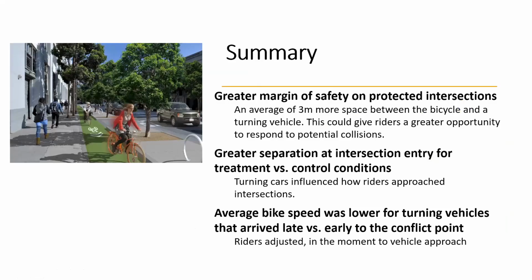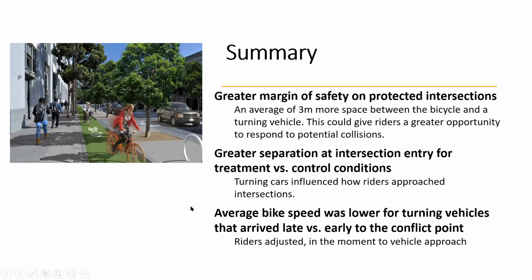So what are the takeaways here? We see that in general there was a greater distance between the rider and cars when making the right-hand turn. Particularly, the people in the protected intersection showed a greater dip in the speed because those are the people who experienced both the straight car and the turning cars. Whereas when we analyzed only the control conditions, the protected control still showed a greater deceleration and reduction in speed. The average speed of participants was lower for turning vehicles that arrived late to the conflict point as compared to those that arrived early.